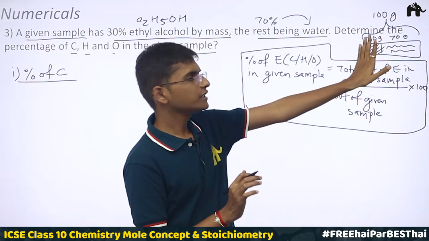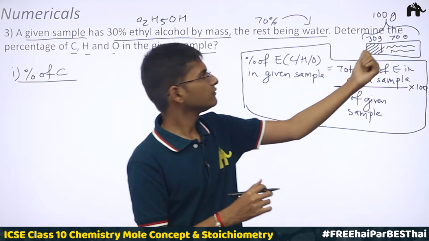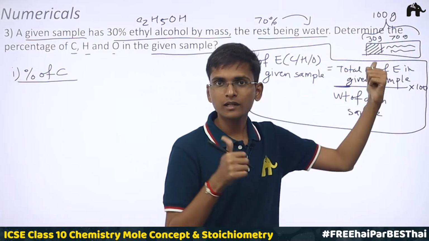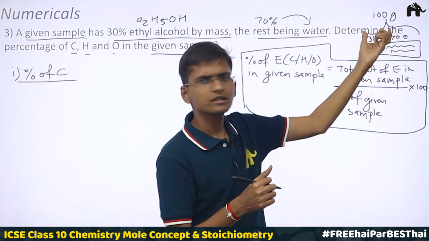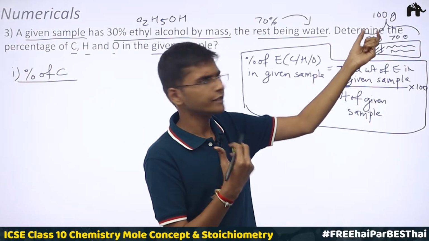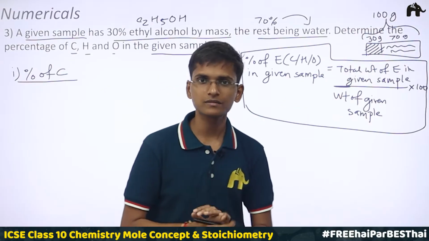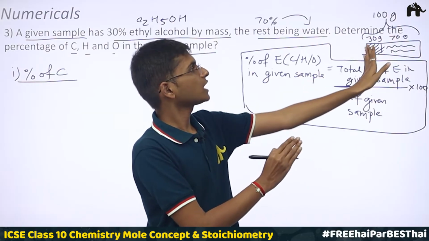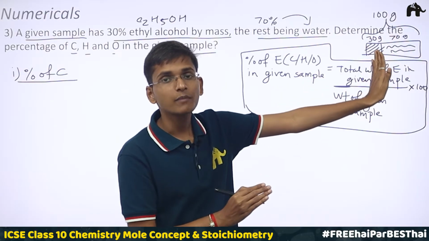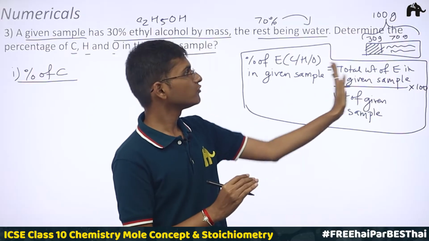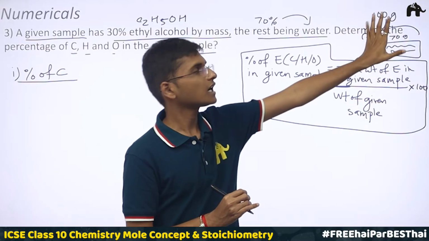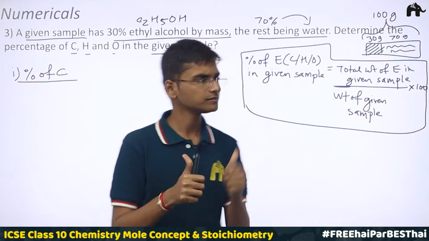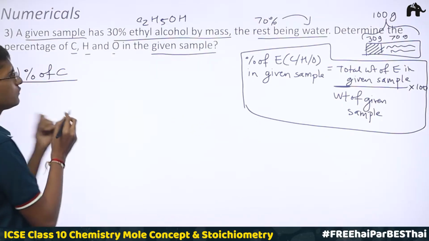Okay, once we get it, then we know that in 70 grams there is no carbon. So in total 100 grams, the weight of the carbon would be the same as that of the 30 grams. Is it clear? Right? So now let's find out how many grams of carbon are present in this 30 grams of ethyl alcohol. Then we would get the total weight of the carbon in this 100 grams of sample. Clear?